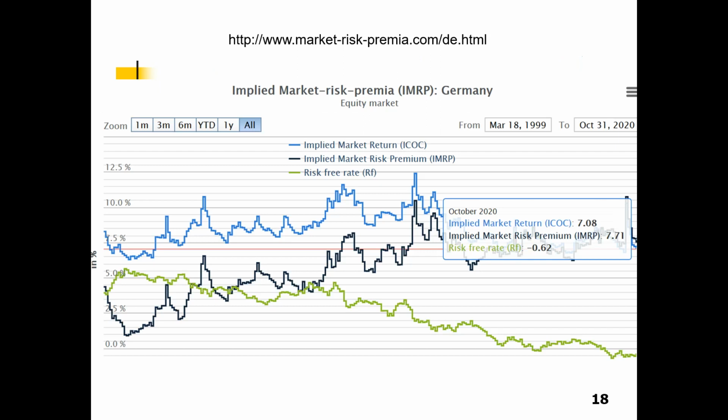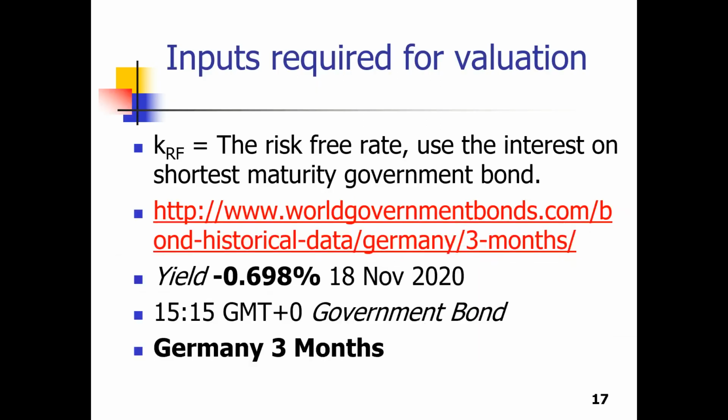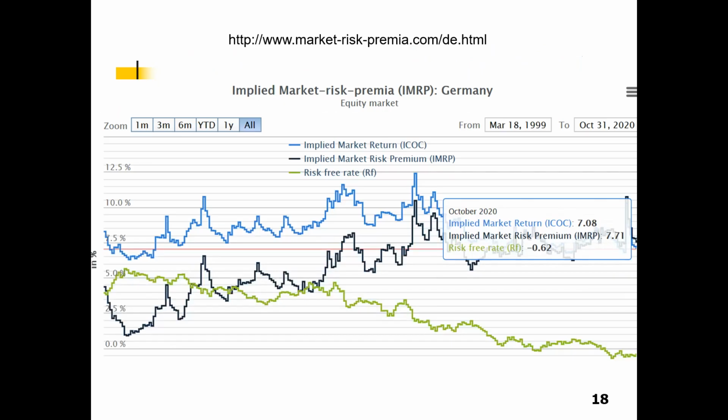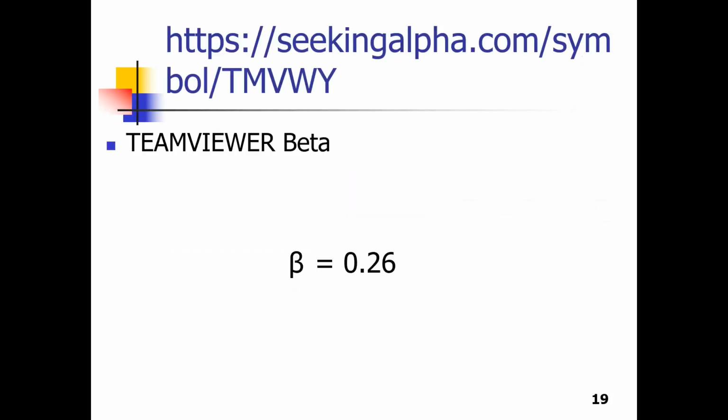The risk-free rate was minus 0.62, which I got now from two sources. Here it says minus 0.62, and here it says minus 0.698. You get some approximation there too, so it's somewhere in between. And the implied market return was 7.08, because risk premiums were negative, so you got less cost once you put it in the CAPM form.